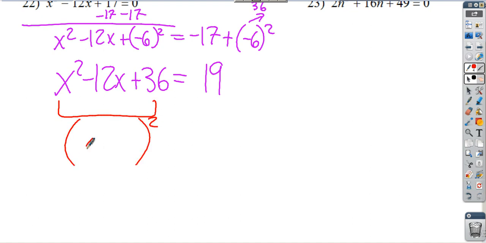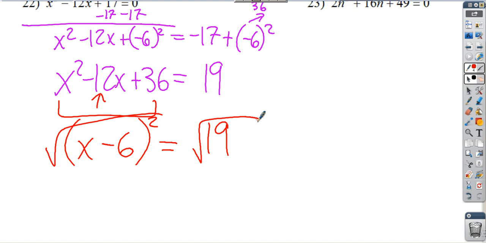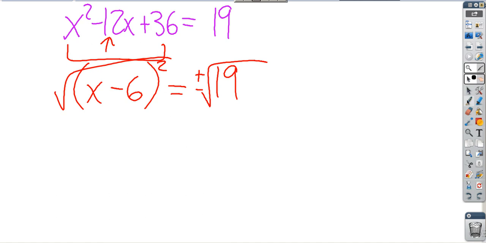So this turns out to be x minus 6. Where did the minus 6 come from? It came from half of that number right there. And then this is still 19. Right now I can't add 6 to both sides because it's stuck under the squared, so I need to square root this. I need to square root that, and there's always two things you could have squared to get the number, the positive and the negative square root.